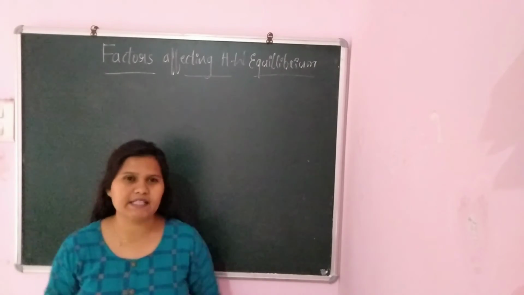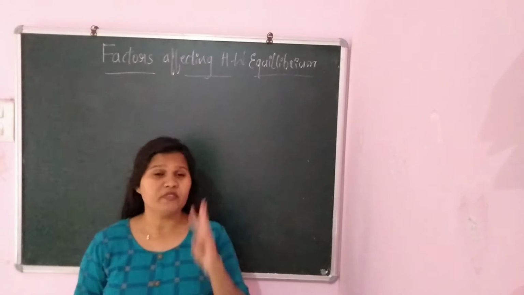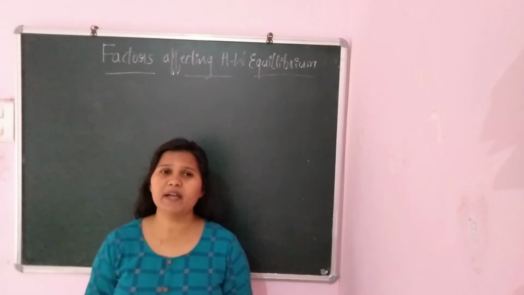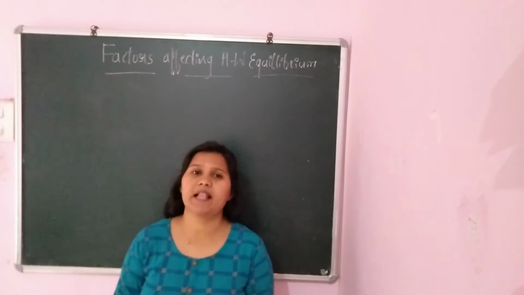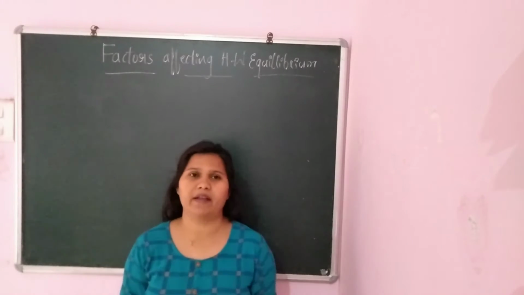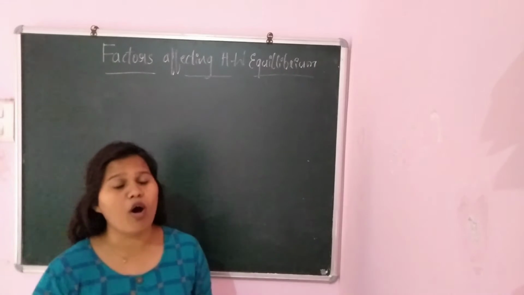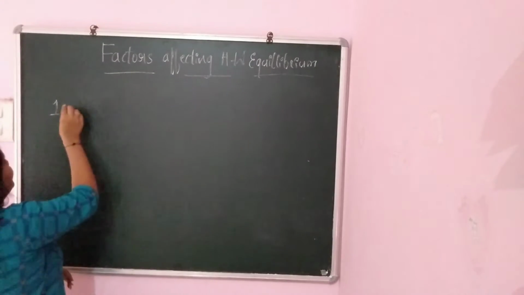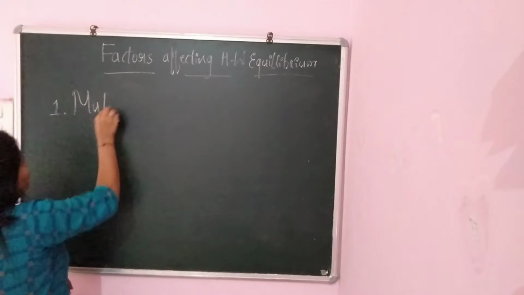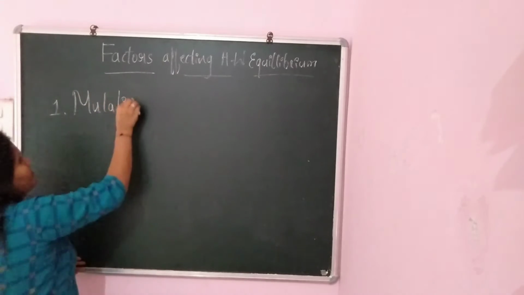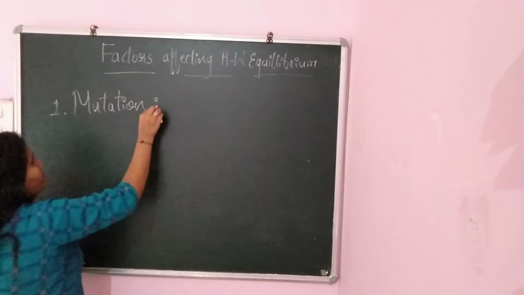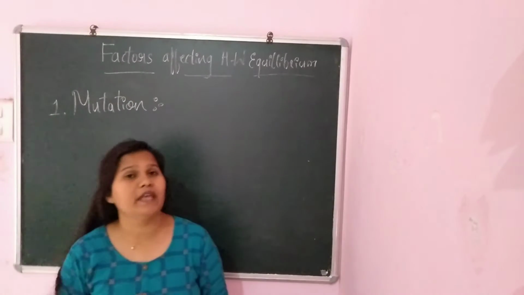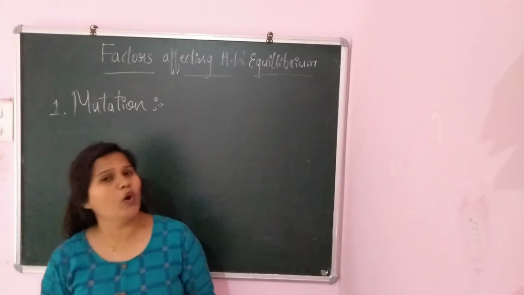So in the previous class we studied the three factors which were affecting the Hardy-Weinberg equilibrium. In this class we will study the remaining two factors. First we will go on with mutation. So the fourth factor is mutation. We have already studied the mutation theory given by Hugo de Vries.